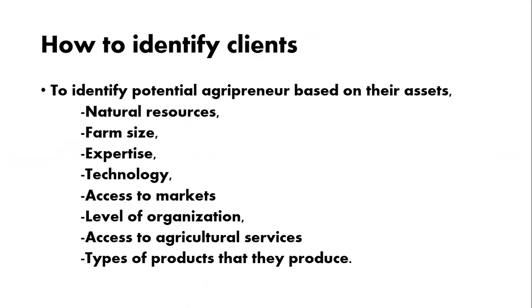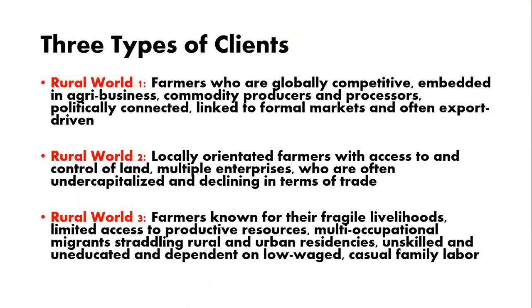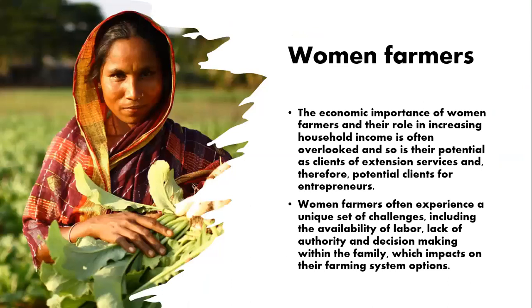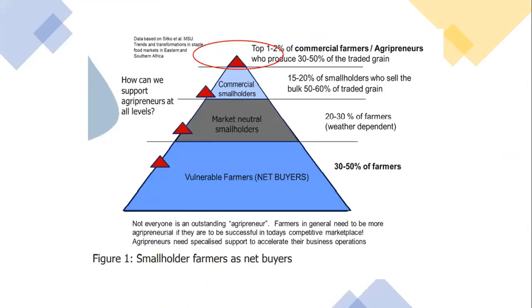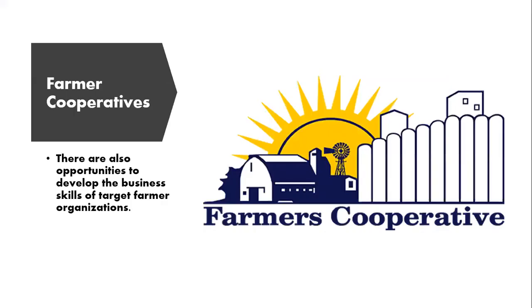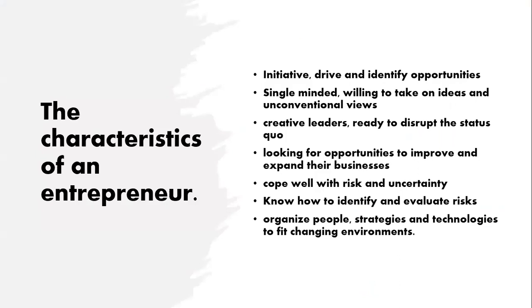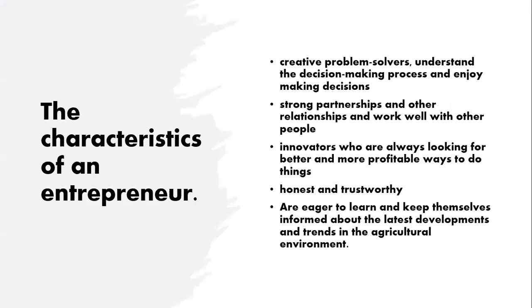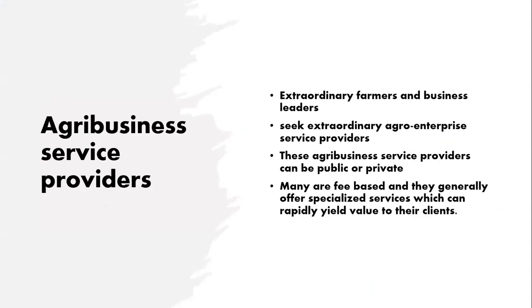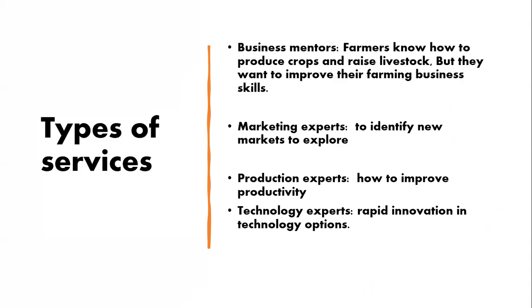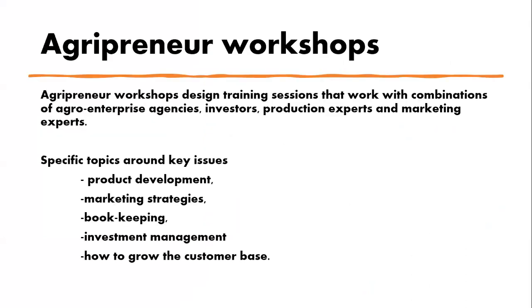And how to identify the client as a potential agripreneur. First, we go with the resources available. These are the main three types: rural, and the women farmers, also one category, and the small scale farmer, right? How we can develop and how we can identify the 1% of agripreneurs. And the medium scale farmer, commercial farmer, farmer cooperatives, how that cooperative is developed, the value chain and the different services, and the characteristics of agripreneurs, right? Based on these characteristics we can also identify them. And the agribusiness service providers, why the service providers are needed, and what services can be provided, from business mentor to marketing expert, production expert and value chain specialist.